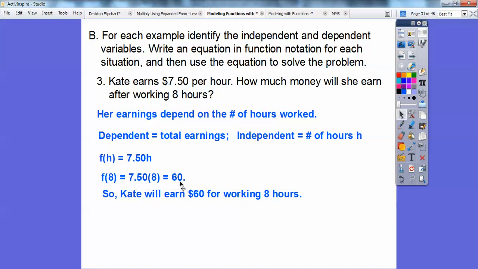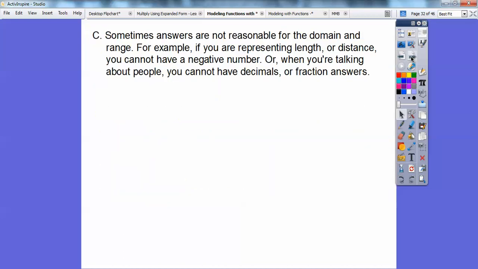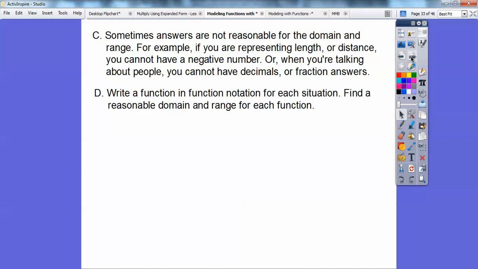Okay. Let's try another one here. Sometimes answers are not reasonable for your domain and your range. For example, if you're representing length or distance, you can't have negative numbers. Like, I don't walk negative 5 feet. You walk 5 feet. Or when you're talking about people, you can't have decimals. You can't have 2.4 people or 0.4 of a person. You've got to have whole numbers on those. So write a function in function notation for each situation, and find reasonable domains and ranges for each.